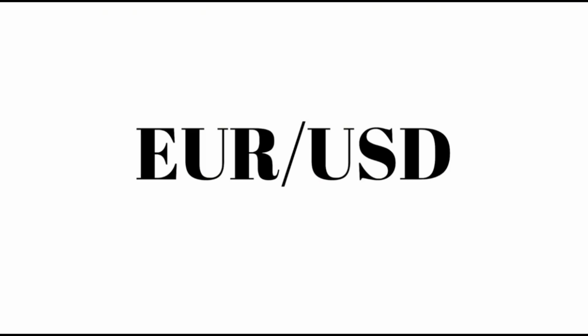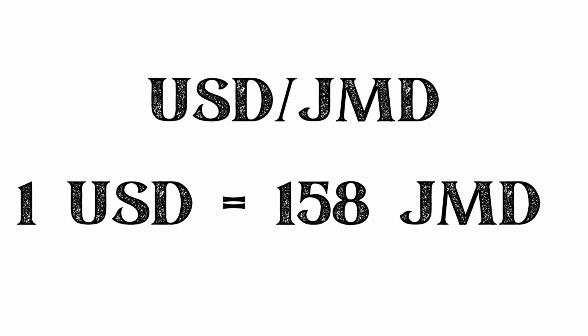A more relatable example for us Jamaicans is the USD JMD exchange rate. We actually don't call it that. We call it exchange rate for short. But what it actually is, is a Forex pair where the base currency is JMD. So that $158 that it takes to buy one USD, that is our exchange rate, and it's quoted in JMD because JMD is the base currency in that Forex pair.